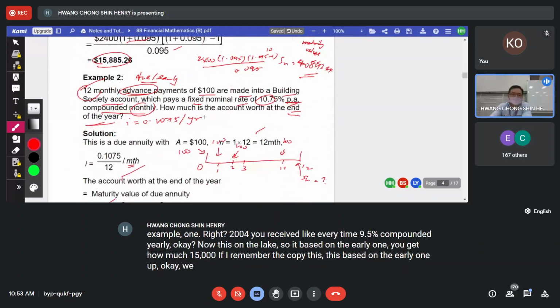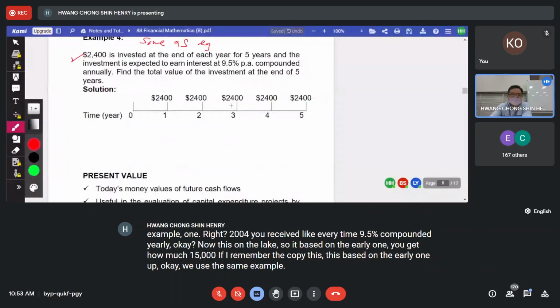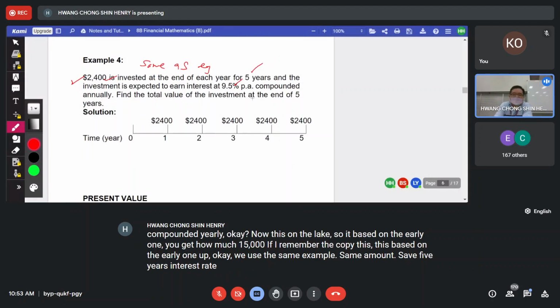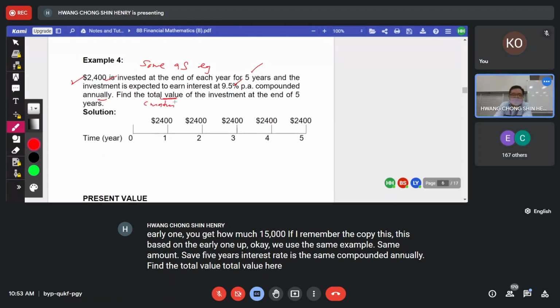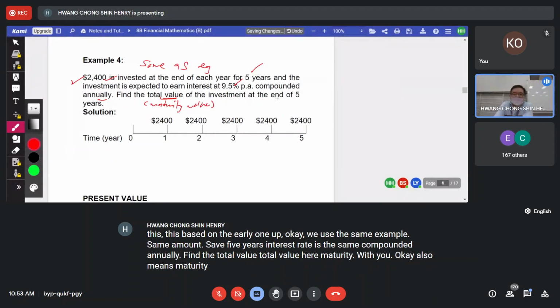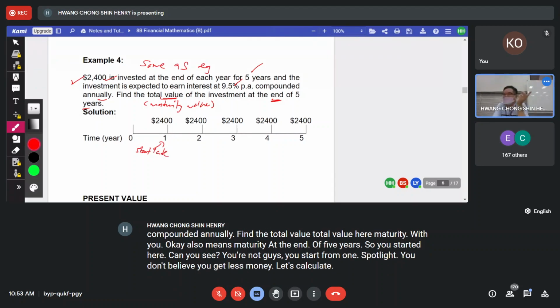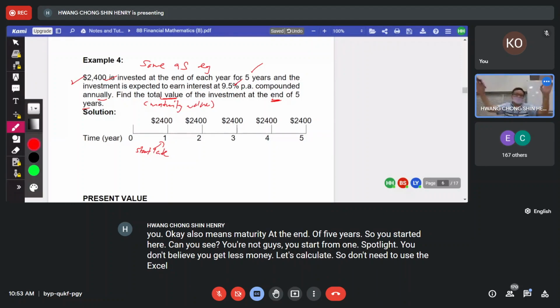Okay, we use the same example, same amount, same 5 years, interest rate is the same, compounded annually. Find the total value, the maturity value. Total means maturity at the end of 5 years. So you start late here. Can you see or not, guys? You start from 1, start late. You don't believe you get less money? Let's calculate. We don't need to use the Excel, don't show year 1, year 2. Straight away, what's the money?